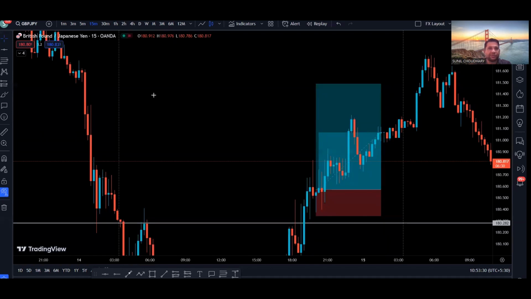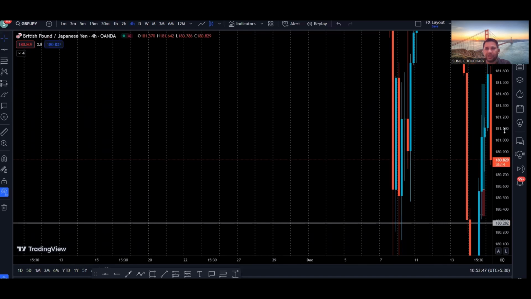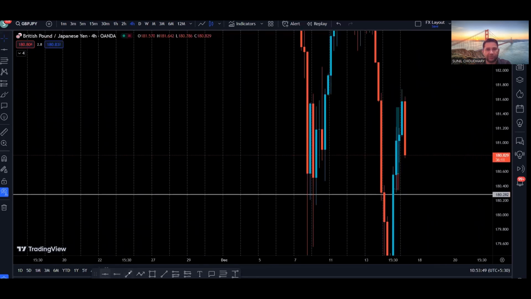The reason for that was the clean range on the left hand side and the higher time frame confirmation: 4 hour, 1 hour, 30 minutes were telling me buy, buy, buy. So I had these confirmations with me. Now let's go to the 4 hour time frame. I was just trying to show you the resistance, which I told you about already.